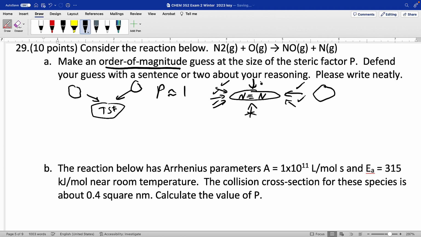So you might imagine that depending upon how strict, like if you can get a little bit off axis, it might still work, but if you go too far off, it's not going to work. So this is just a guess on my part. I'm going to say P is approximately 0.1, but we're just making an order of magnitude guess.